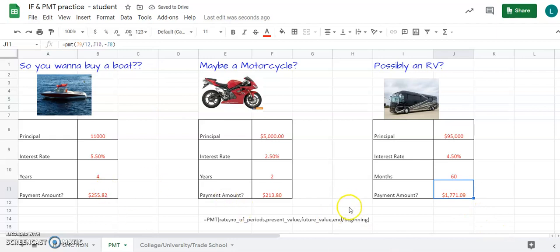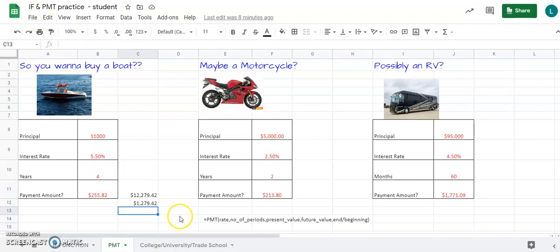So now you can see what your payment would be for your boat, your motorcycle, or your RV. Your monthly payment for 60 months, your monthly payment for 2 years, which is 24 months, and your monthly payment for 4 years, which is 48 months.